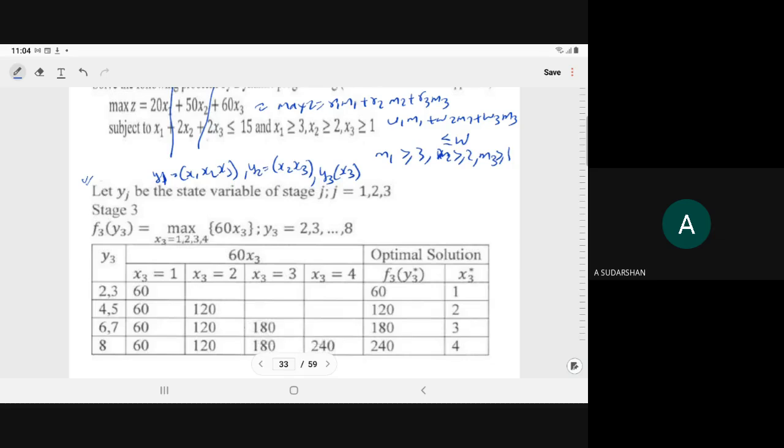Then after that we define the objective function for each stage. So here we have stage 3. When we define the objective function, at that time we have to check what the function is, and we also have to check the feasibility condition.